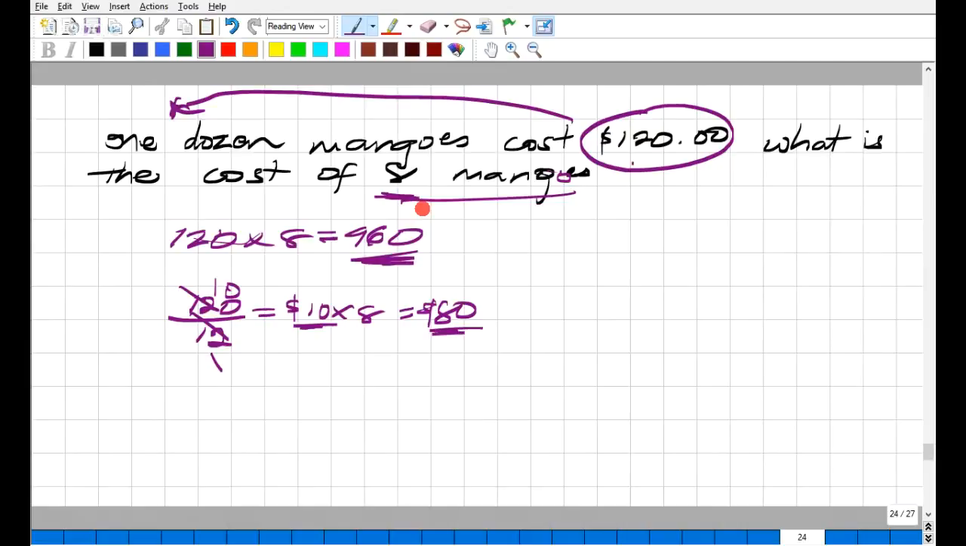So it's just simply reasoning it out and making the association with a dozen, the 120 for the cost of all of the dozen, versus what one of them would cost. So the key here is being able to identify what they call the unit cost.